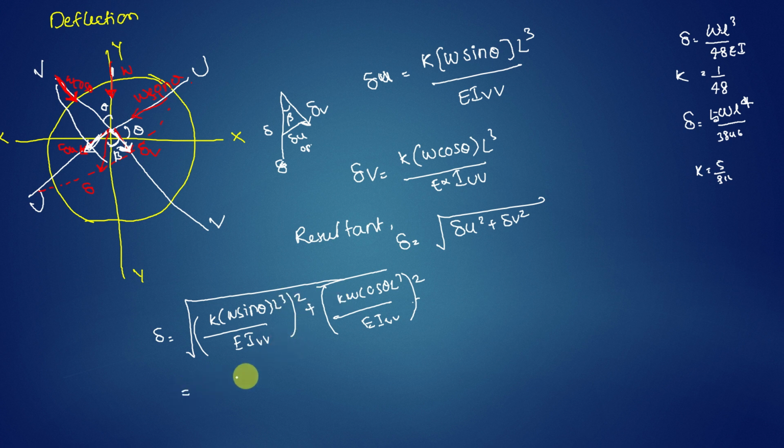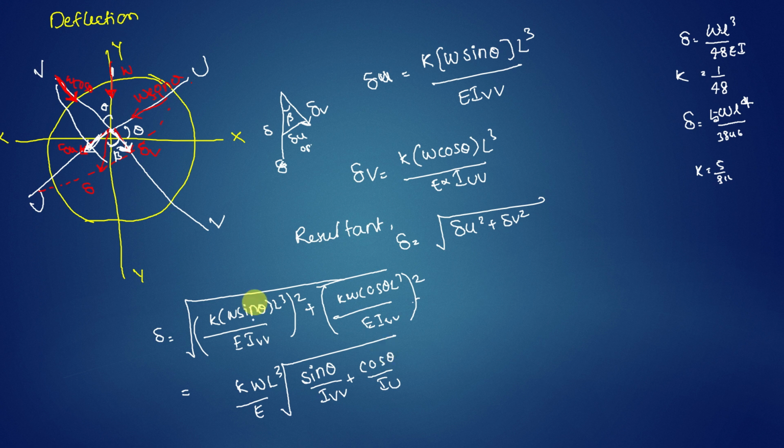E is also common. So let me write it here. K taken common, kw. I am taking it out of the root, I am not considering the square. It is kwL cube by E and under root sine theta by I_vv plus cos theta by I_uu, right? That is the deflection.